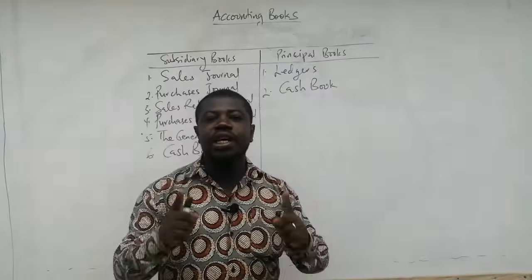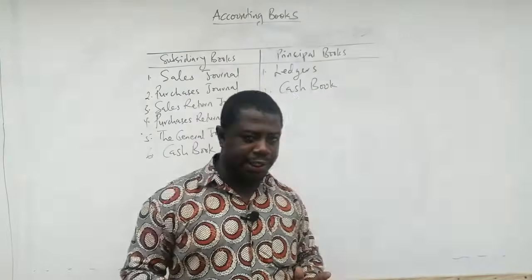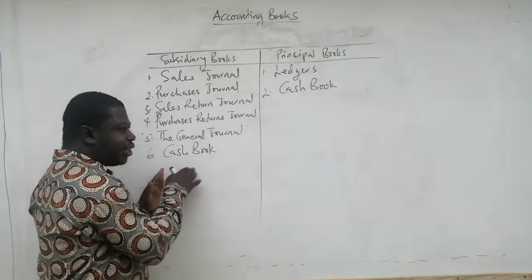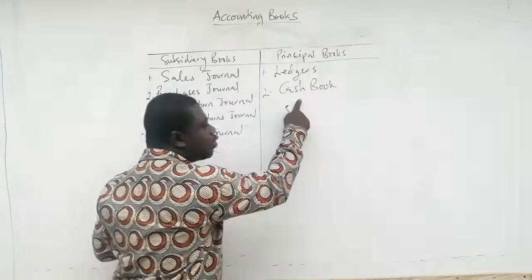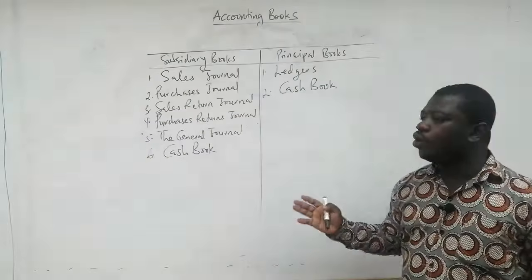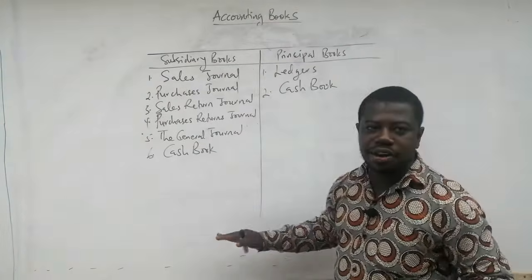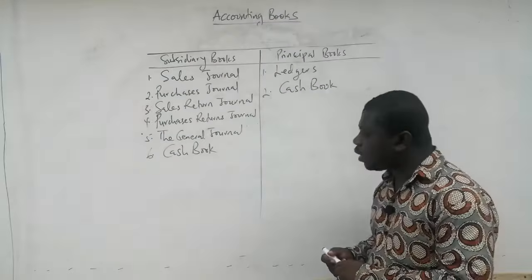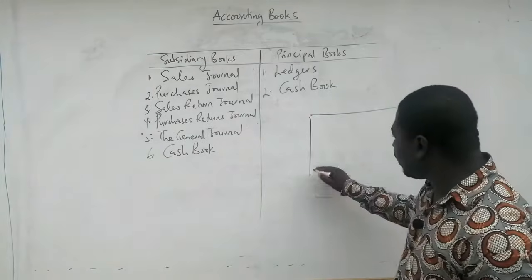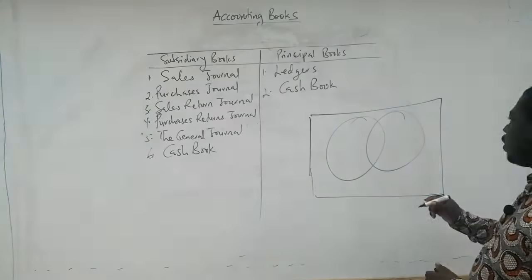The cash book is the only book of original entry that follows the double entry system. The rest do not. And because the cash book follows the double entry system, it is permitted to be part of the principal books, because the principal books are the books that follow the double entry system. So these are six subsidiary books and two principal books. I can draw a diagram like this for you to further enhance your understanding.